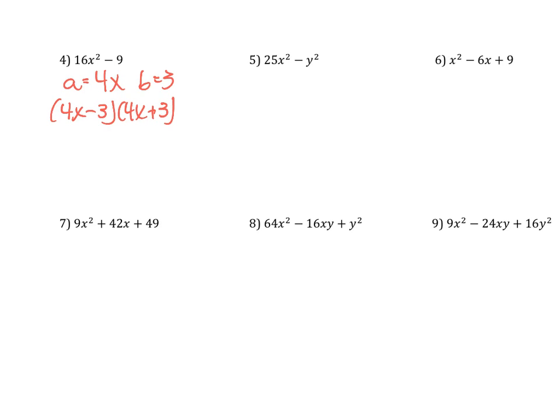So I'm going to take a little bit of time and try working through 5 through 9 here. Actually, you know what? Why don't we do 8 together? Let's do 8 together as well. So what pattern does that look like? A plus b times a minus b.